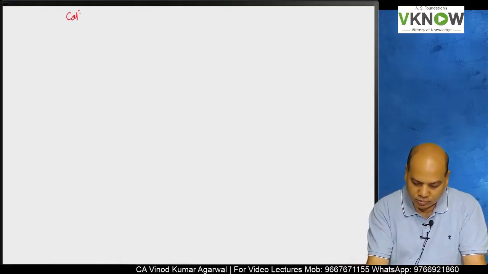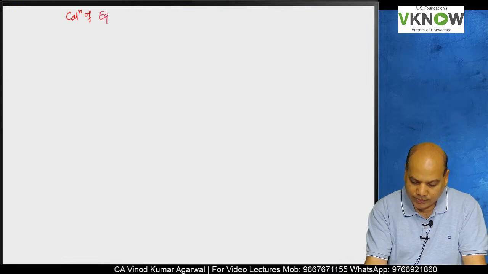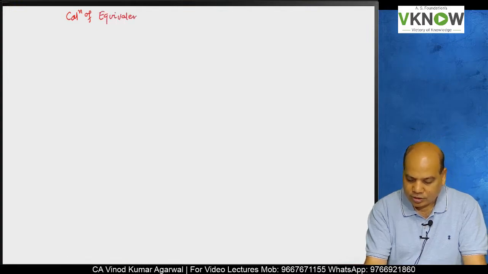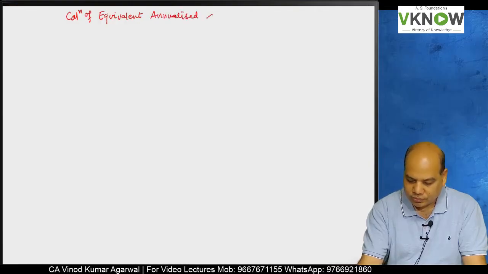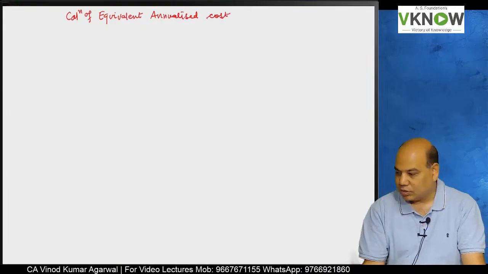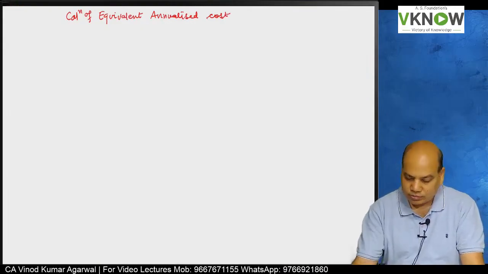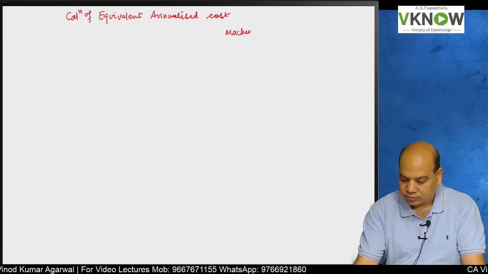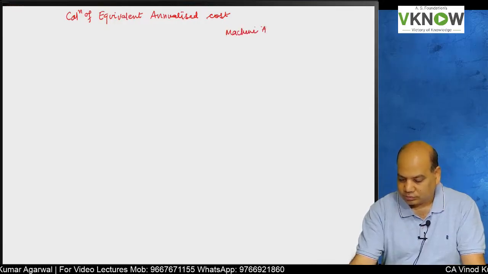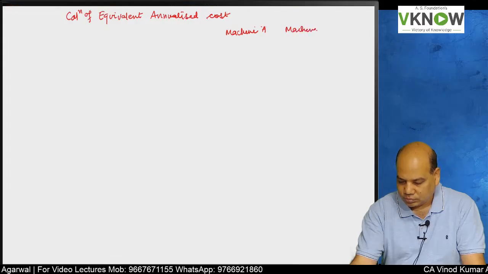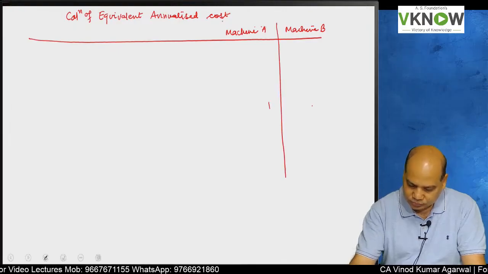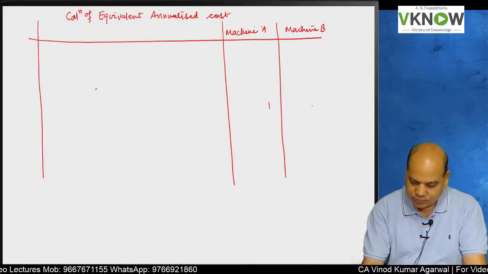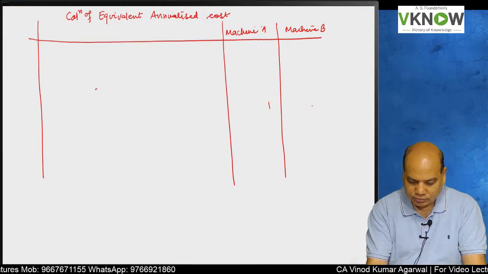Please write down the calculation of EAC, equivalent annualized cost. Calculation of equivalent annualized cost. On the right hand side, 2 columns: machine A and machine B.